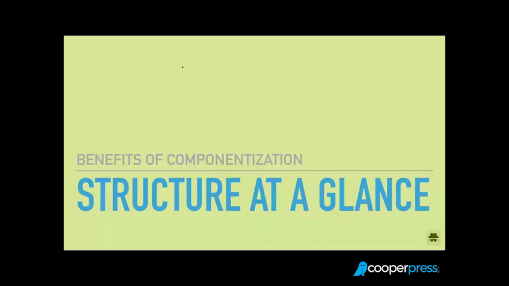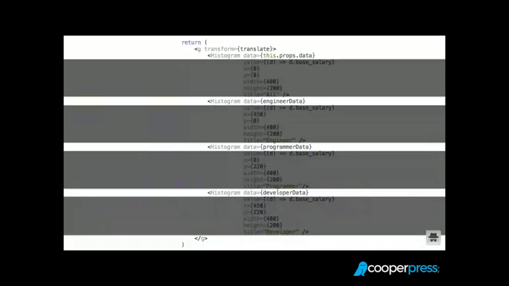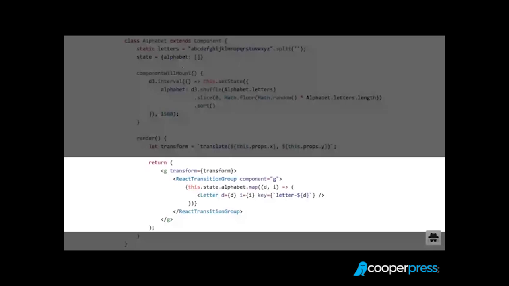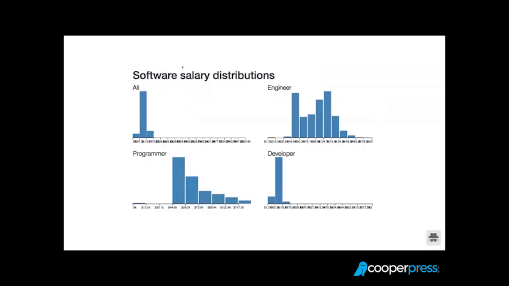Now, you kind of already saw this with both the alphabet example and the histogram example. Another benefit of having all of these components is that you can see the structure of your data visualization at a glance. When you look at this, for instance, you immediately know that, hey, this is 4 histograms. When you look at this, you say, oh, hey, this is just a list of letters. You immediately see what's going on.